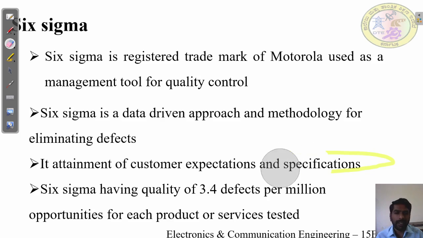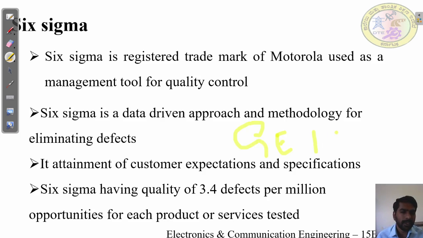The customer expectation, the customer need, or the customer specification will be fulfilled when there is no defect in the product, and that can be attained with the help of Six Sigma. Six Sigma has a quality of 3.4 defects per million opportunities. This was tested by the General Electric company, which adopted Six Sigma and tested 1 million opportunities.